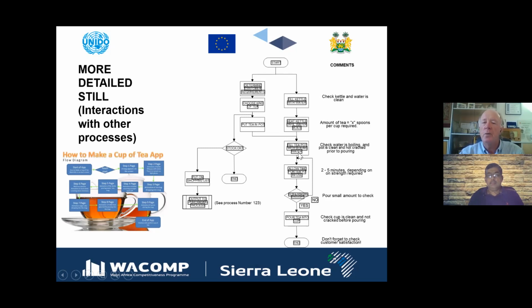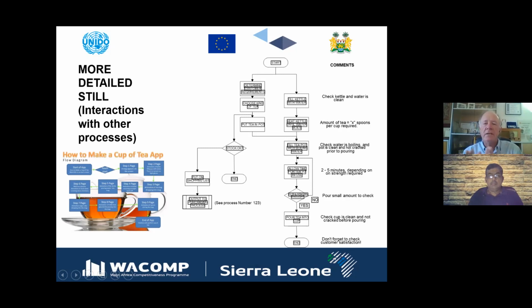We then fill the pot with boiling water, and we check that the water is actually boiling, that the pot's clean and not cracked, before we start the pouring. We can allow time for the tea to infuse, and we may want to make some notes here, 2 to 5 minutes, depending on the strength required. Is the tea strong enough? Pour a small amount out to check. Pour the tea into the cup, check the cup is clean and not cracked before pouring, and end the process there. Don't forget to check customer satisfaction.